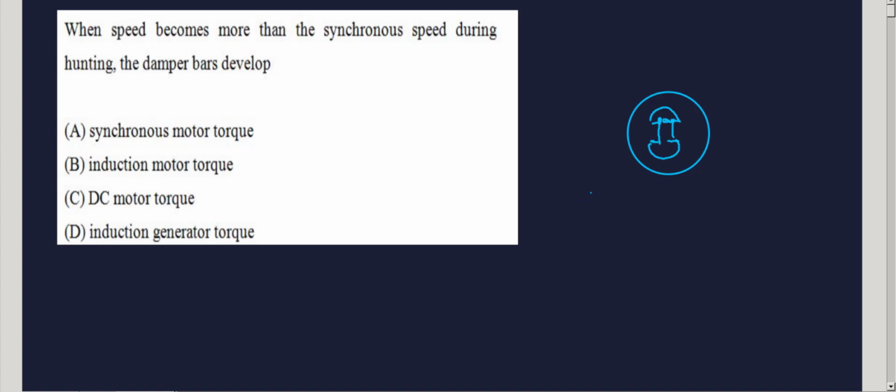When speed becomes more than synchronous speed, the damper bars act as a squirrel cage induction motor. So induction machine torque will develop. Speed is more than synchronous speed, so it has to develop opposing torque. Induction generator torque will develop, because opposing torque is developed in an induction generator. Then it reduces the speed and comes back to synchronous speed.